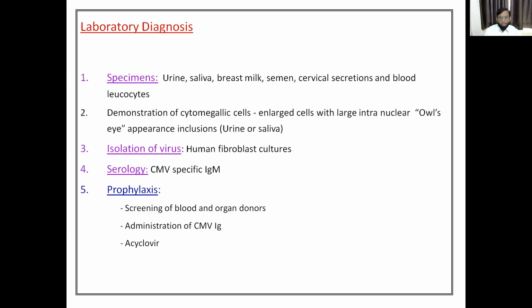Serology of CMV: you can show specific IgM for cytomegalovirus. Prophylaxis is done by screening of blood and organ donors, and administration of immunoglobulin against cytomegalovirus. The antiviral drug acyclovir works well for cytomegalovirus.